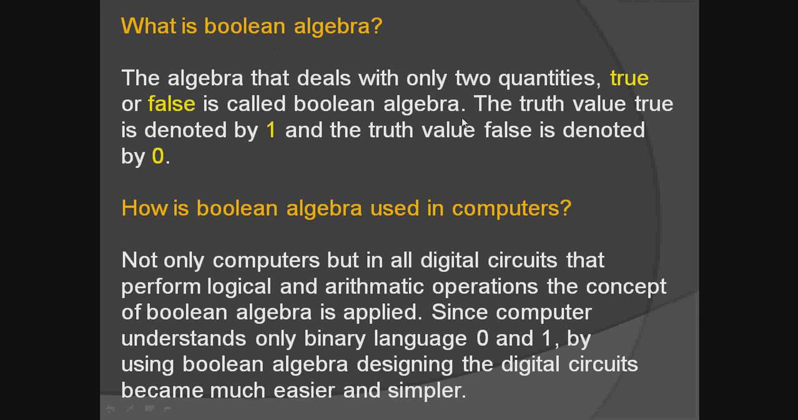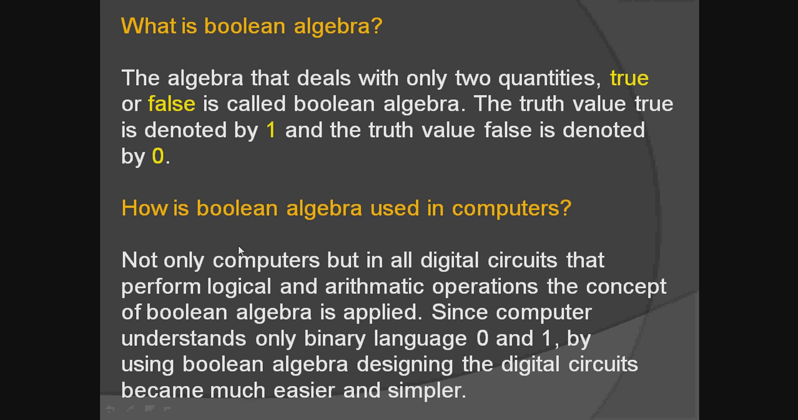Now the truth value true is denoted by 1. So here true is indicated by the number 1, and the truth value false is denoted by number 0. So either it can be true or false, or 1 or 0, right?